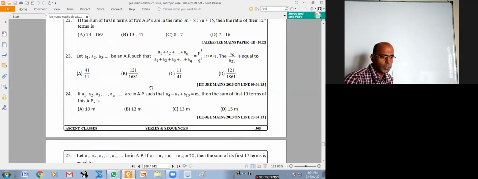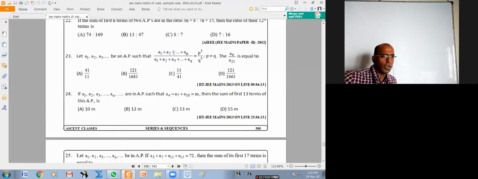Yeah, 23, the question is wrong. If you do the usual method that we do, some answer will come. But the question is wrong. Why is the question wrong? If you take the sum of n terms of an AP, it will be at most quadratic in terms of n, right? It can't be cubic.